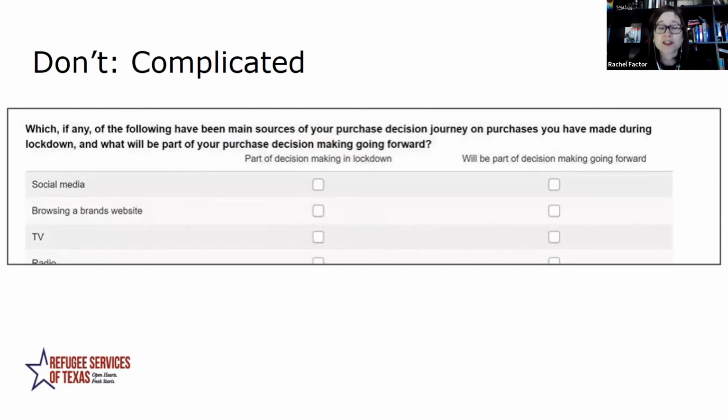Complicated questions, this is pretty obvious, especially if your participants do not speak English or whatever language is the language of your survey. If they don't speak that as their first language, in this example, there's just way too many words. There are many commas here. It's a very confusing and long question. Even part of their response stem is confusing and long. So really keep it concise, keep it clear.